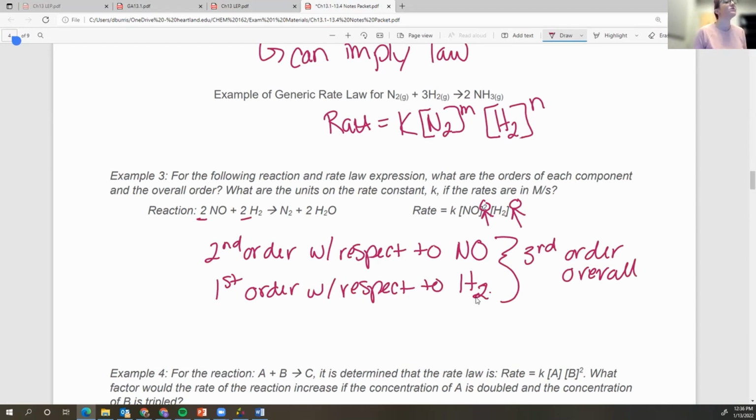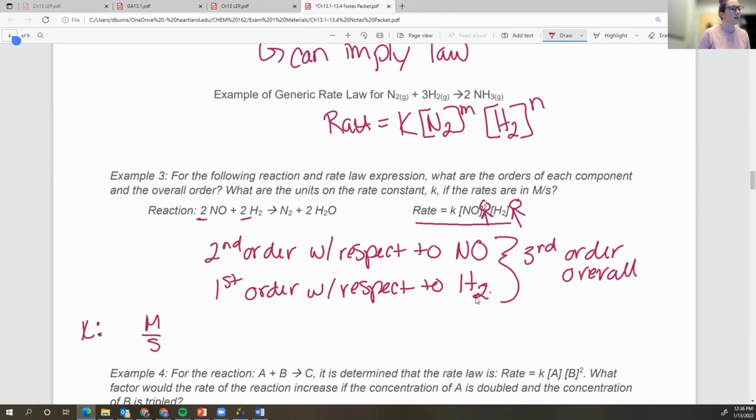The last thing says, what are the units on the rate constant K if the rates are in molarity per second? Remember I said rates are almost always going to be in molarity per second. So if you were ever asked to find the units, hopefully you can do a unit analysis, but all you have to do is plug in the units and find what they're going to be. So if I want to find the units for K, it says rates are molarity per second. So if this is my equation, I'm going to use this equation. I'm going to plug in to find the units on K.